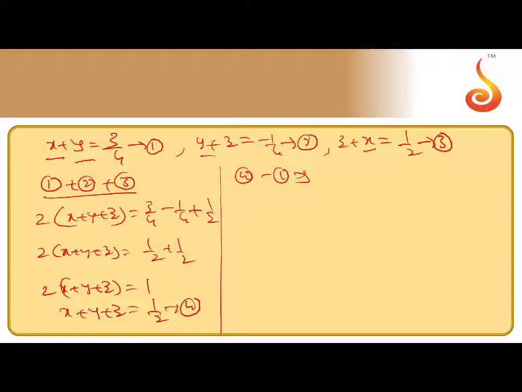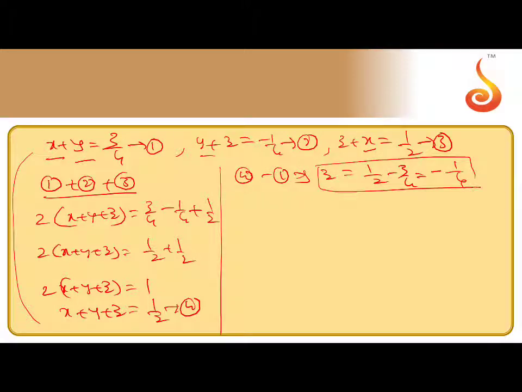If you take 4 minus 1, these two subtract. So x plus y cancel. Z equal to 4 minus 1, 1 by 2 minus 3 by 4. So this will give z value as minus, okay, LCM 4: 2 minus 3, minus 1 by 4. So therefore z value is minus 1 by 4, you got it here.